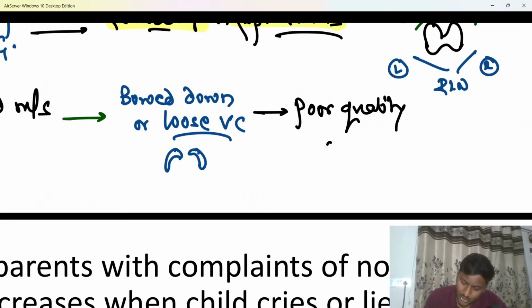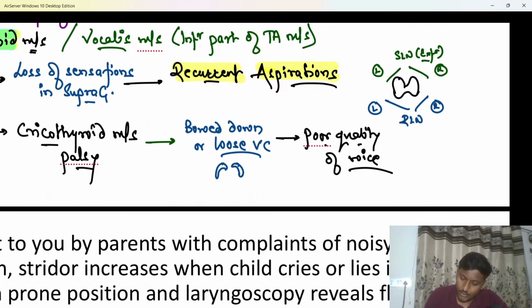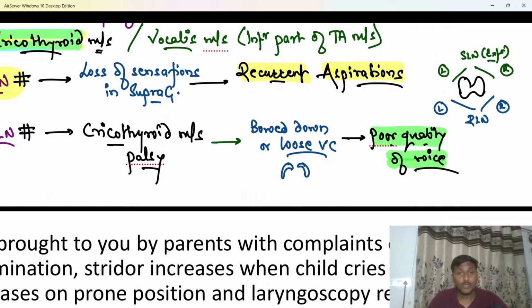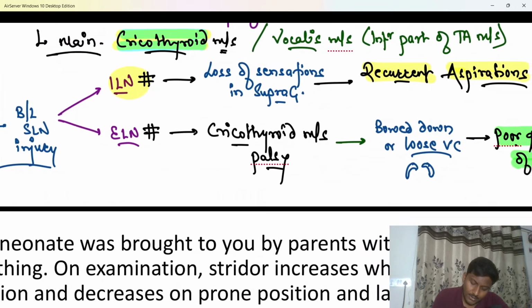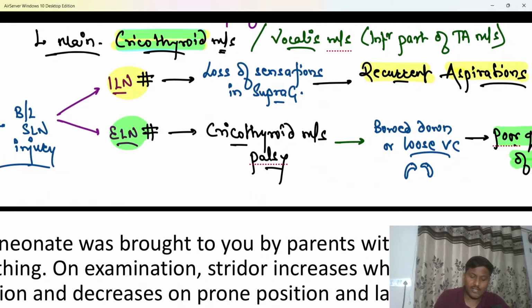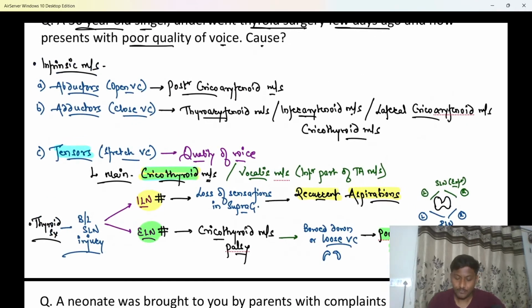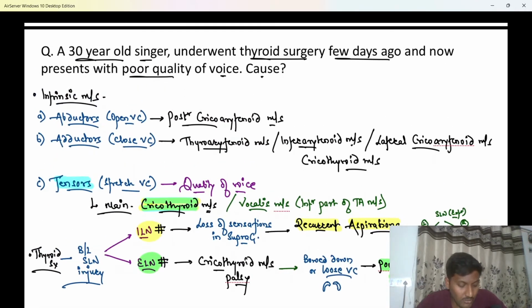So for example, if the patient is a singer, the patient will not be able to take the high notes, beta, okay? That will be the problem. So what is important: if they say the patient is suffering from a poor quality of voice, you need to remember that the main tensor muscle, that is cricothyroid muscle, has been paralyzed. And if that has been paralyzed, which nerve has been injured? The external laryngeal nerve has been injured.